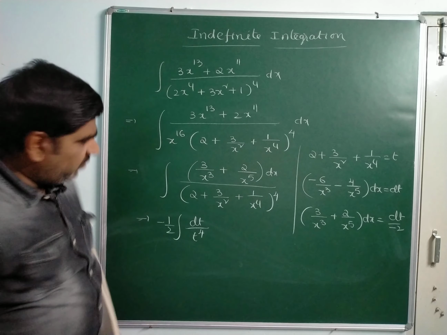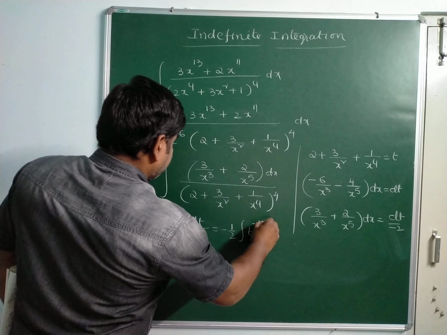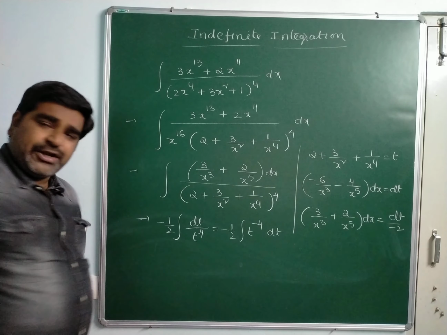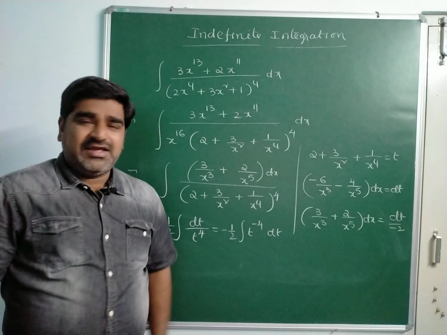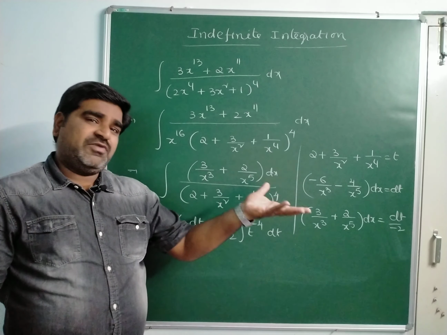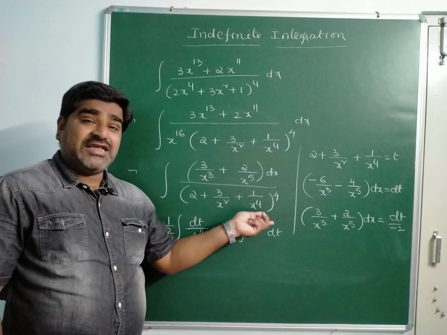T to the power of 4. So now you can rewrite this as minus 1 by 2 into t to the power of minus 4 dt. In integration, what is the integration for x to the power of n? The integration for x to the power of n is x to the power of n plus 1 by n plus 1. So the integration for this is t to the power of minus 4 plus 1.